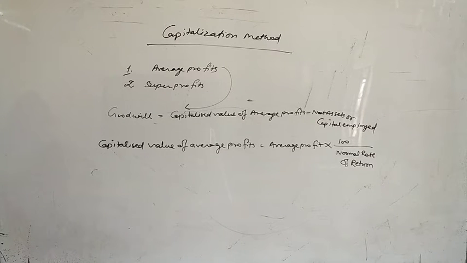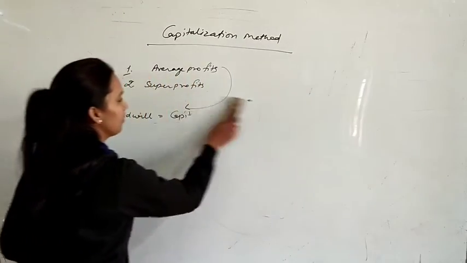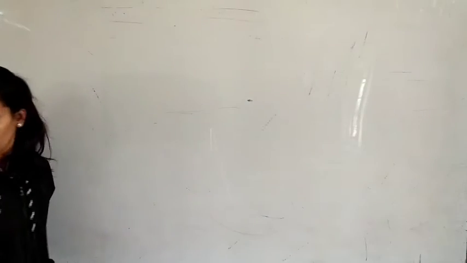So let's take one question that will clear your concept. Just see question number 17. The average profits of a firm are rupees 48,000. Total assets of the firm are rupees 8 lakh. Value of other liabilities, rupees 5 lakh. Average rate of return in the same business is 12%. Calculate goodwill from the capitalization of average profit method, as we discussed this method now.